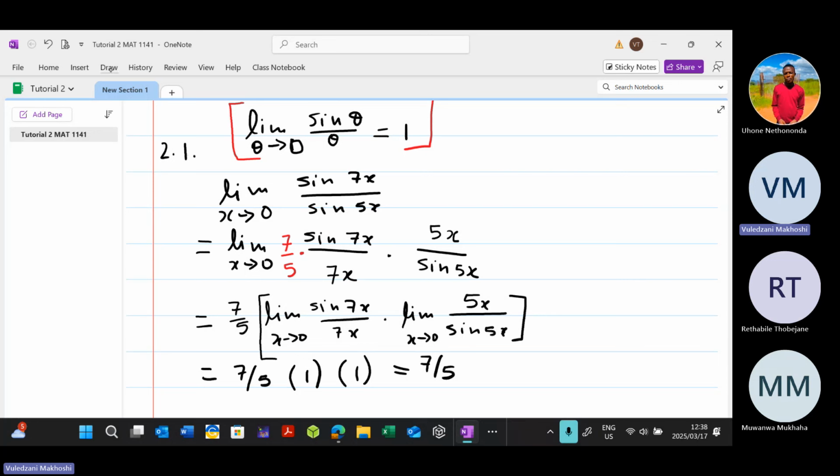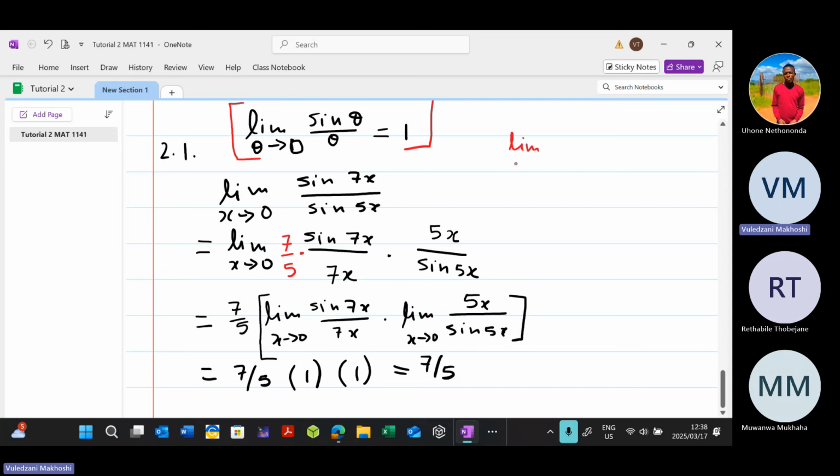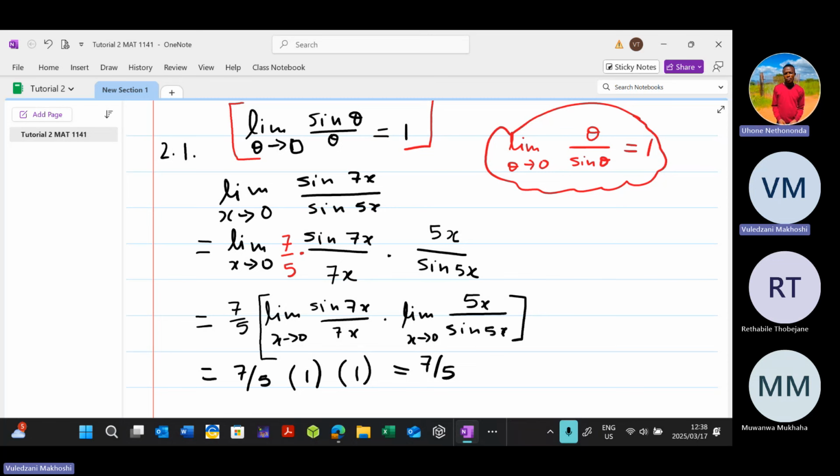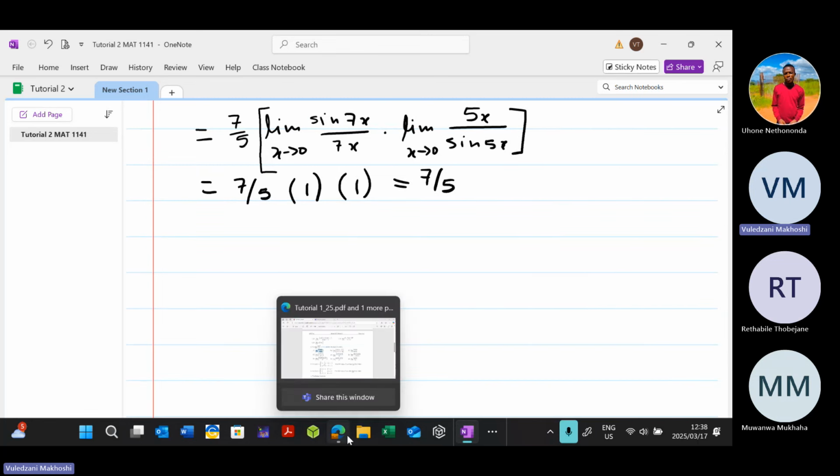Of course, you should recall that even in the proof of this theorem, when you approach 0 like this, we can say theta over sine theta is equal to 1. So we make use of this also to evaluate our limit. Then the next one, let us see.